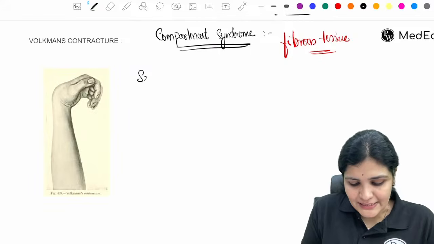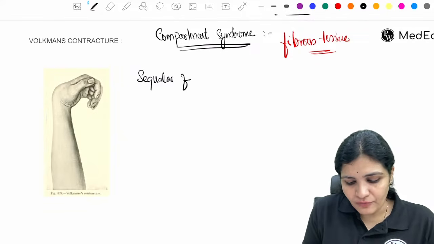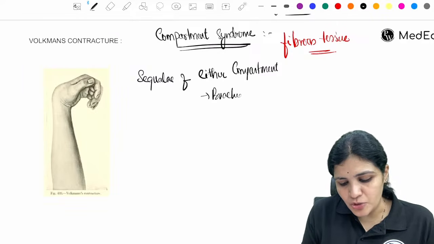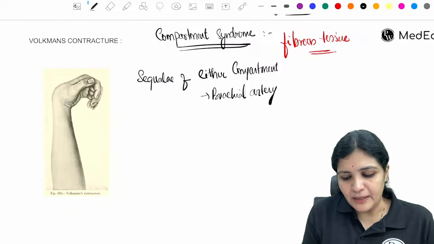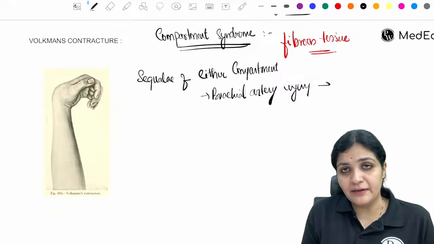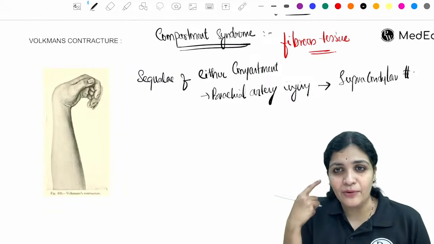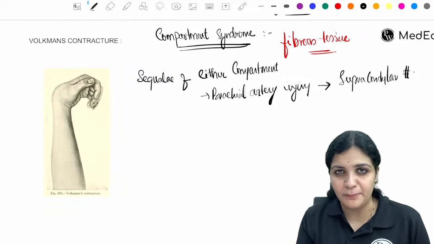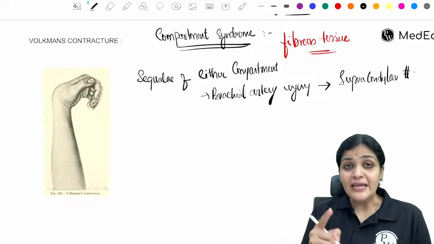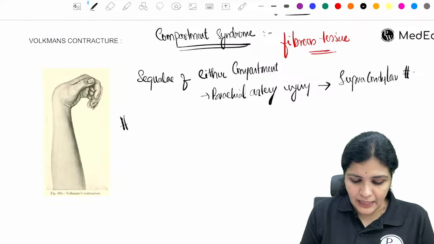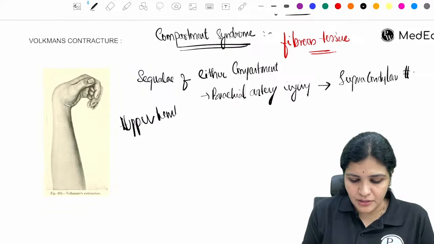what you will write is that this is nothing but a sequelae of either compartment syndrome, or sometimes it is also due to brachial artery injury, which will again result in compartment syndrome only. There is a brachial artery injury usually in case of supracondylar fracture humerus. So these are the answers which the examiner wants to see in your paper. Whenever they ask Volkmann's contracture, you have to tell that this is a fibrous contracture of the hand, right? Especially the upper limb claw-like position, right?